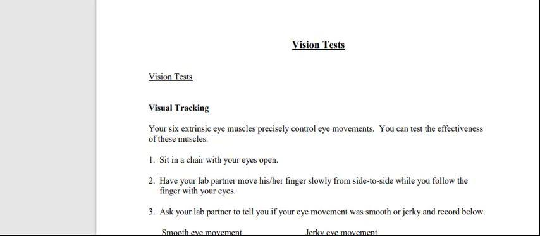Another test you can run is moving your finger along and seeing if you can follow the finger, and if you have any jerking motions with your eye or jerking motions of the finger, can you follow that? So that's what the visual tracking is.